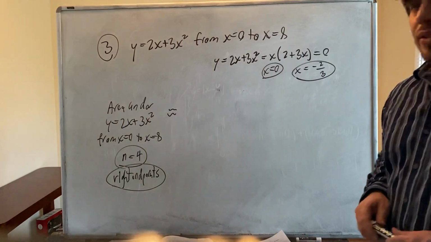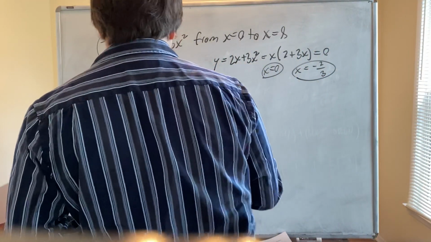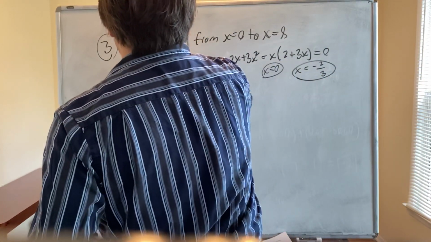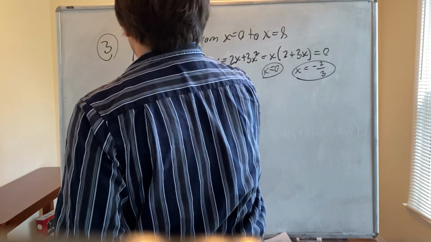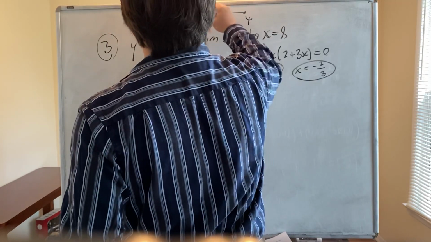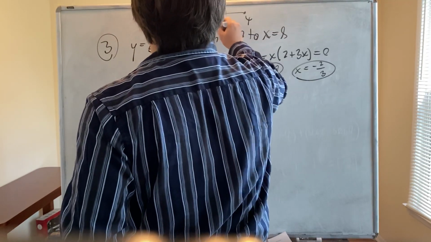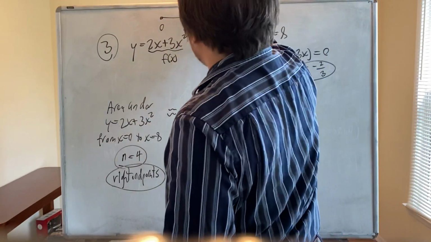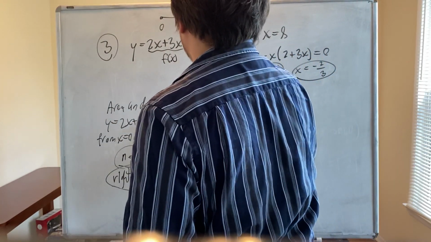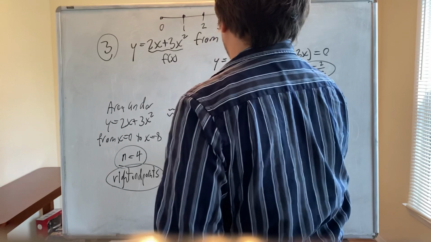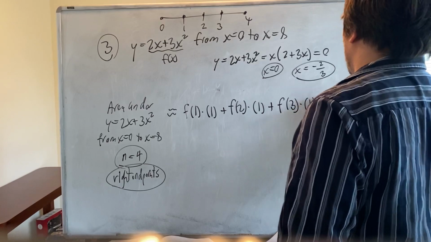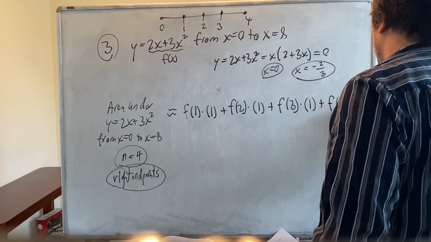Okay, so I'm going to include that in the sheet here. I'm going to say n equals 4, right endpoints. So that's what you'll see in the sheet. Okay, so this is approximately, this is f of x. And so if you have the interval from 0 to 8, and you divide it into 4 subintervals, then you just have 1, 2, 3, 4 there, right? And you're going to use right endpoints. And so you just take the value at the right endpoint of each subinterval. So this is approximately f of 1 times 1 plus f of 2 times 1 plus f of 3 times 1 plus f of 4 times 1.